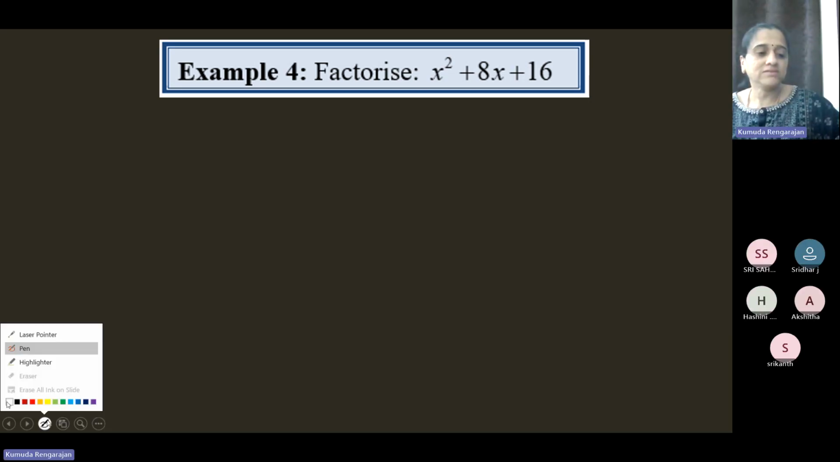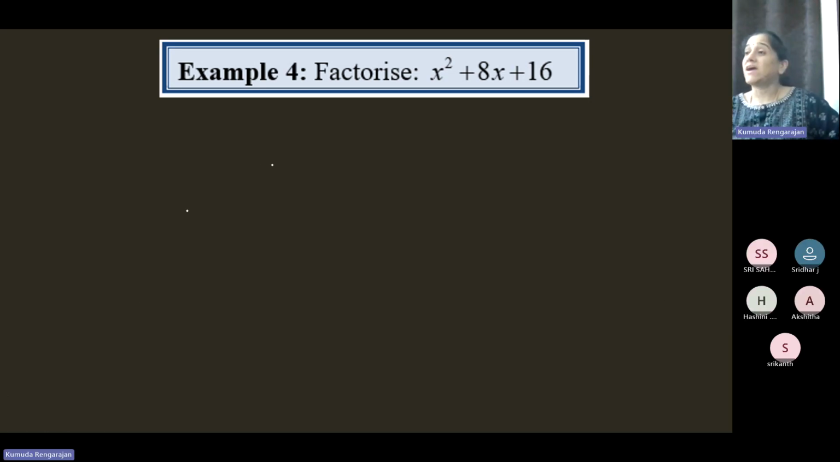Okay, the third method is factorizing by splitting the middle term. Now this expression has three terms, right? When we had three terms, what did we do earlier? We took out the common factor.